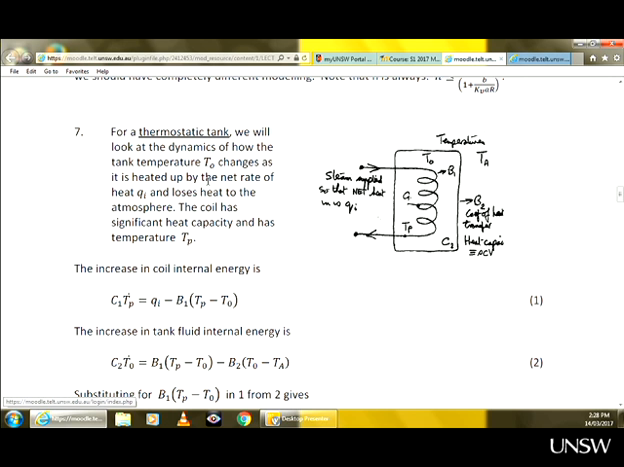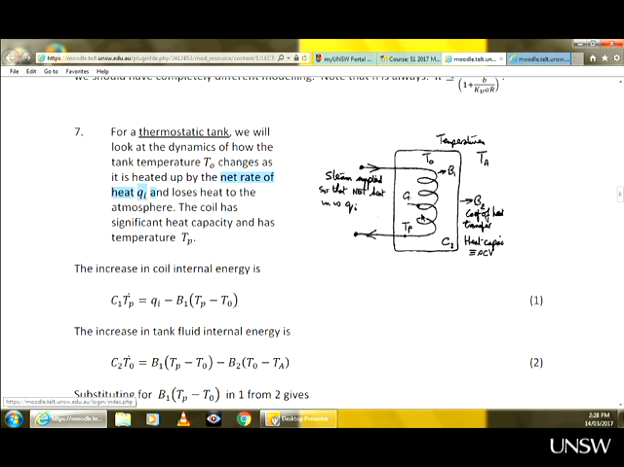They say here that Qi is the net rate of heat through the steam. That means it involves the rate of heat that comes in and the rate of heat that gets out, which won't be the same. But the difference between the two is Qi, net rate of heat. So that's how much heat is left, transferred into the water tank.